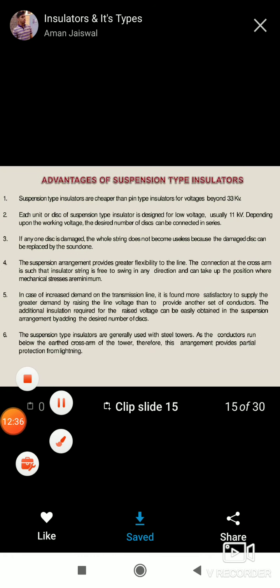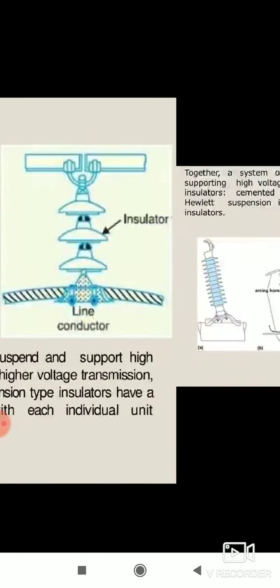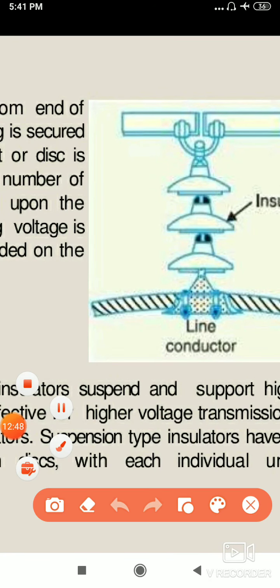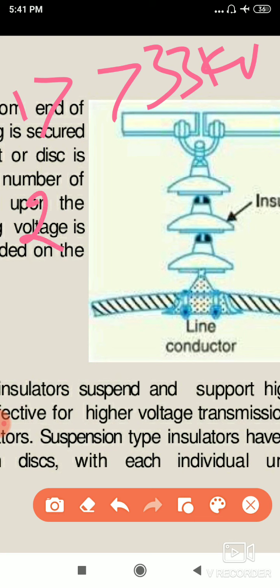Now we'll see what the advantages of suspension type insulators are. The first advantage: it is used for a transmission system, that means greater than 33 kV. For a distribution system, what type of insulators are we using? Only pin type insulators. For a transmission system we are using suspension type insulators. Second, if any disc gets trouble, it does not affect the total insulator. This is one more advantage.